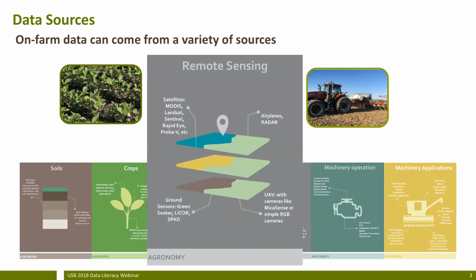Remote sensing is a little more complex and challenging. We have 4 different sources, just to provide examples: satellite and all the different types of sensors, airplanes, ground sensors like GreenSeeker, LI-COR, SPAD, and drones. With different types of sensors, cameras, multispectral, or just simple RGB cameras.